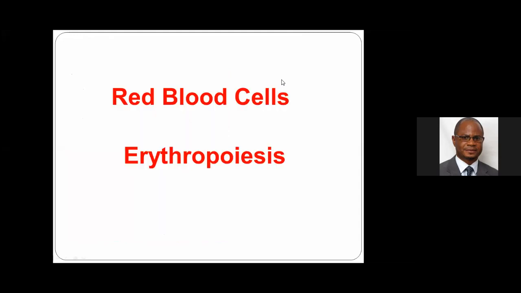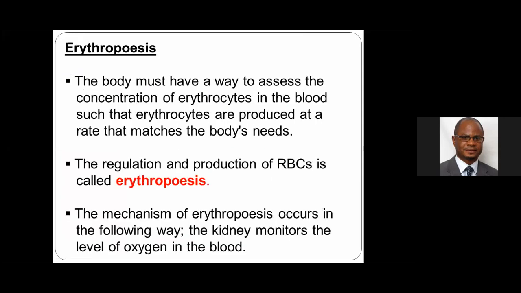All right. Now, red blood cells, erythropoiesis, development of red blood cells. How does our body get to know that we need red blood cells? The body must have a way to assess the concentration of red blood cells in circulation so that new ones will be produced.